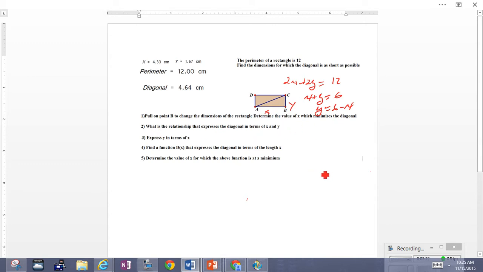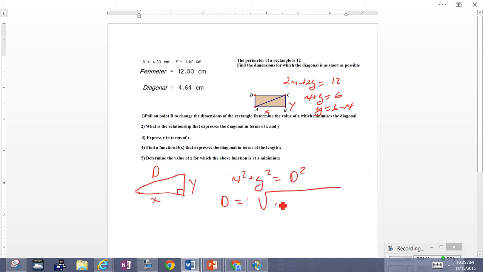Well, the relationship is Pythagorean, because x and y will always be at right angles, and so therefore a right triangle is always going to be formed. If we call this D for our diagonal, then we should agree that x squared plus y squared is equal to the diagonal squared. That's, of course, by Pythagoras. So the diagonal is therefore equal to the square root of x squared plus y squared.